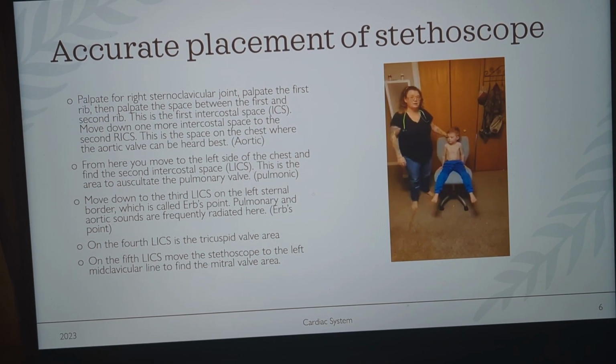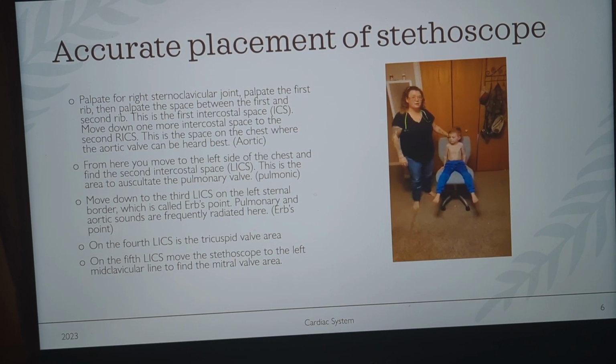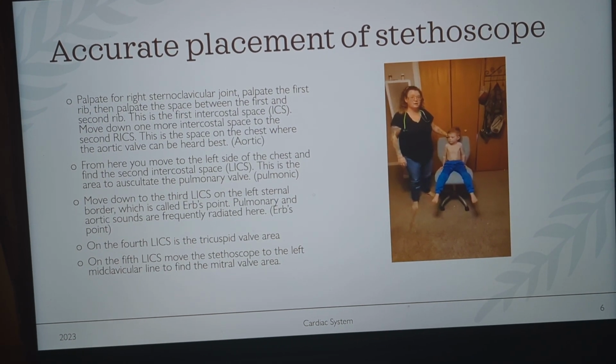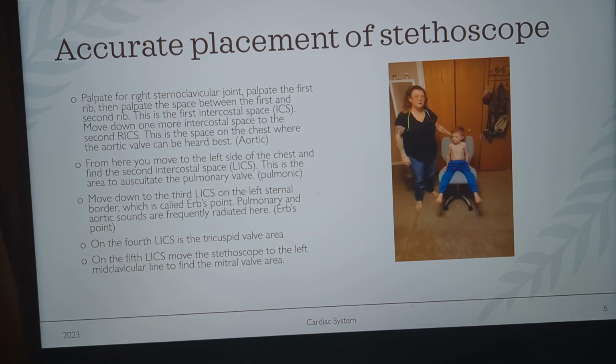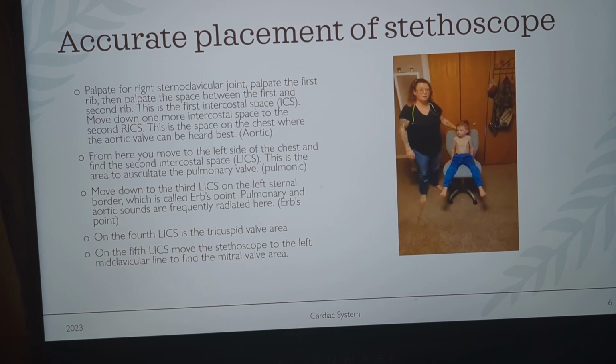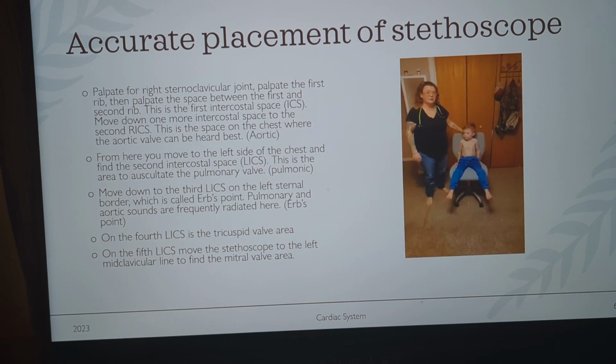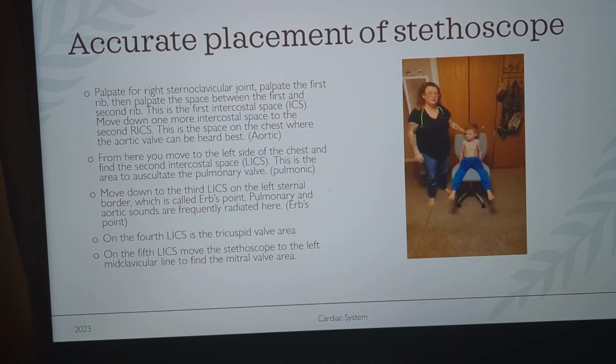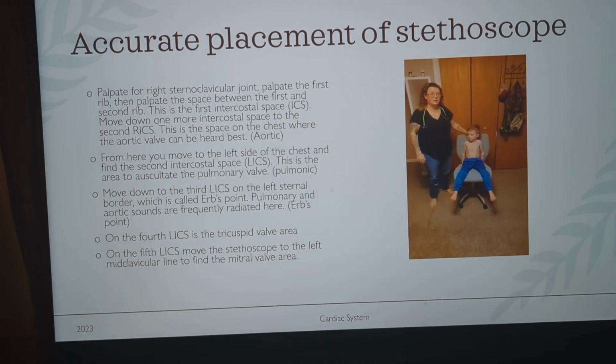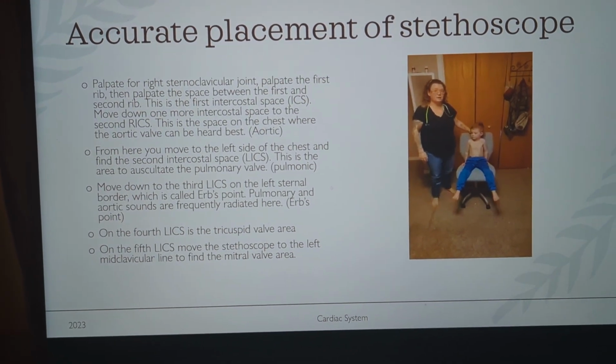And then for the fourth one, you're going to move down to the fourth left intercostal space on the sternal border, and this is the tricuspid valve area. So for the last one, you're going to move down to the fifth left intercostal space, and then move your stethoscope to the left midclavicular line to find the mitral valve area.